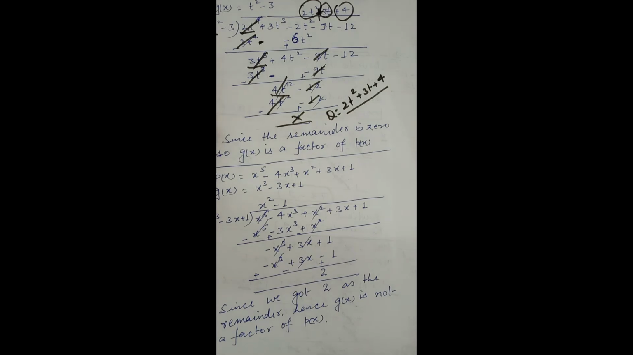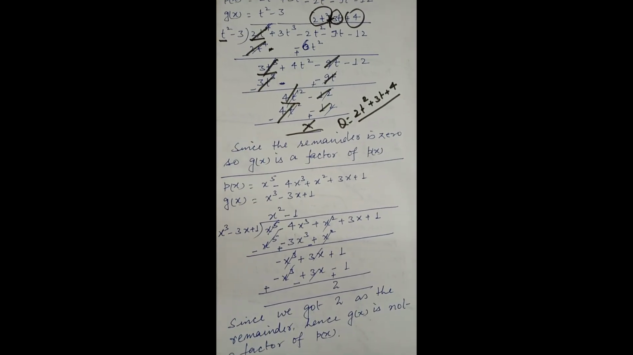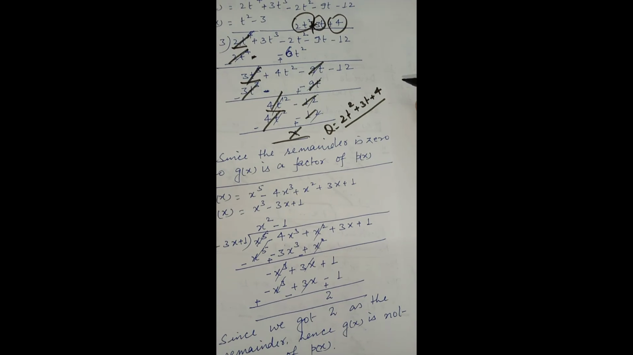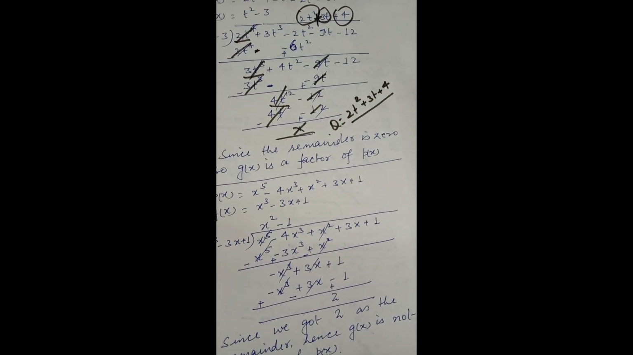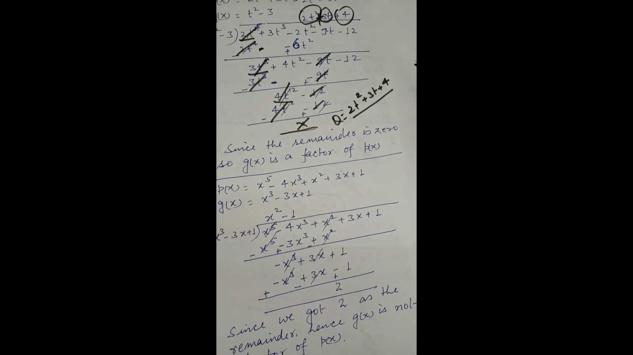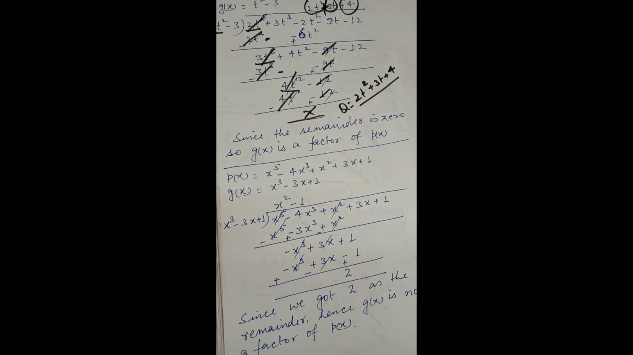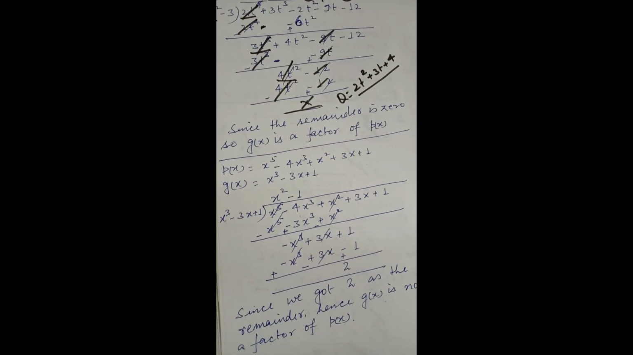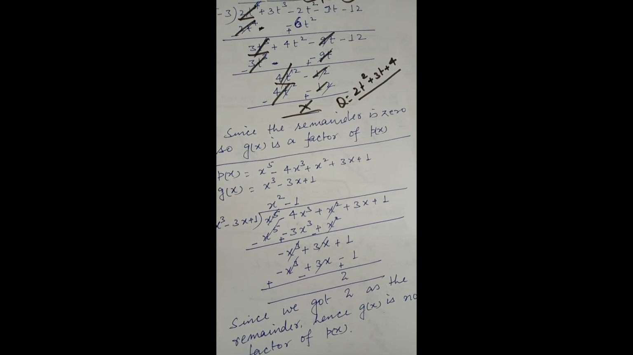In case the remainder is 0, you will say that g(x) is a factor of p(x). So in this way, you will find whether g(x) is a factor of p(x) or not. This is the way only. While dividing, you find the quotient, and if the remainder is 0, then you will say that the first polynomial or the second polynomial is a factor of the other polynomial.